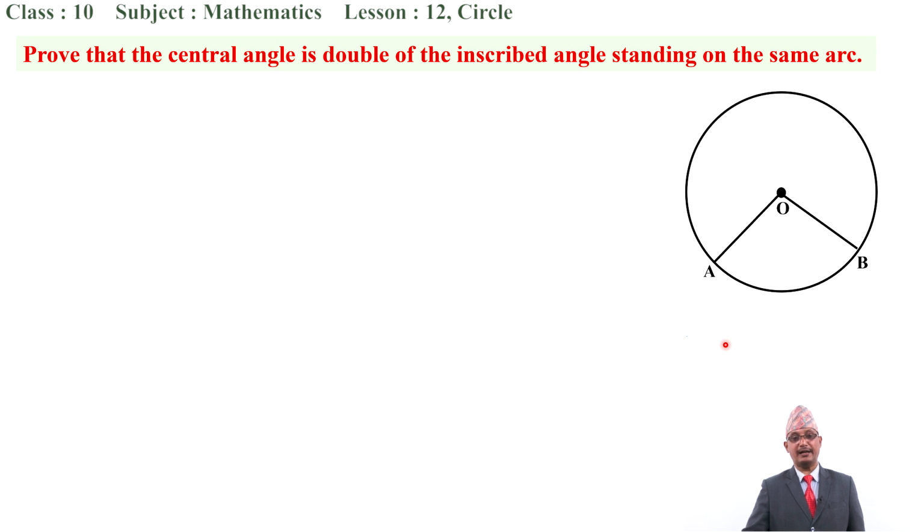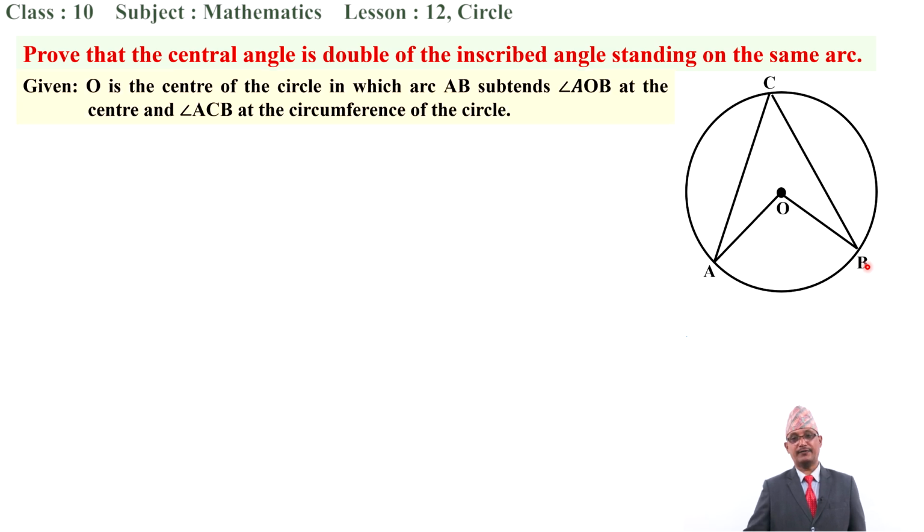Now to get the inscribed angle, on major arc AB, take any point C. Major arc AB means this arc, with any point C on the circumference. We have taken point C here. Now join AC with the help of a ruler and pencil. Similarly join BC also. Then ACB is the inscribed angle standing on arc AB. AOB is the central angle standing on the arc AB. So here we have central angle AOB and inscribed angle ACB, both standing on the same arc AB. So we write the given, that is, we describe the figure.